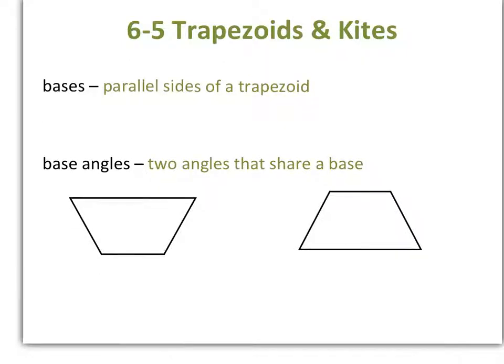All right, we're going to look at our last section, section 6.5, trapezoids and kites. In a trapezoid, the bases are the parallel sides. Base angles are two angles that share a base. And we have two examples of trapezoids below. So we have one pair of parallel sides. Then these are our bases.